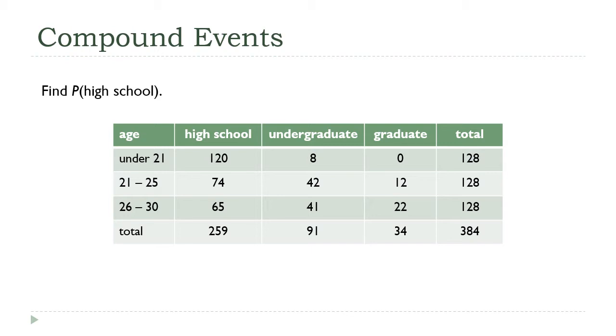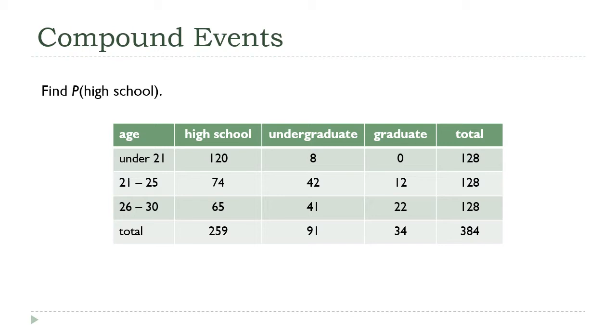Somebody went out and did a survey. They asked 384 people, what is the highest level of education you've achieved and how old are you, and they've summarized the results in this table here. So I want to know, what is the probability that a randomly selected person has high school as their highest level of education? Well, this is a simple probability.